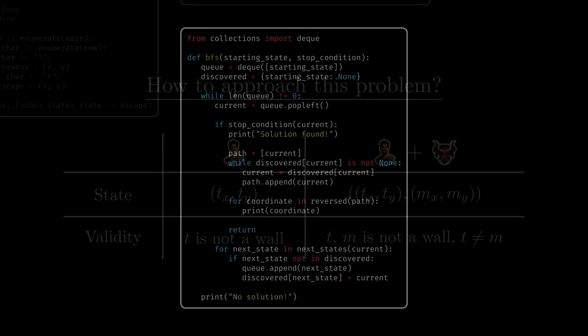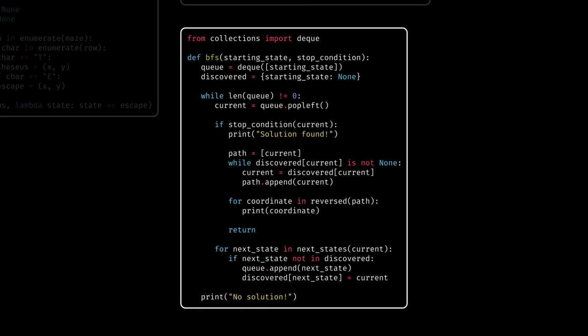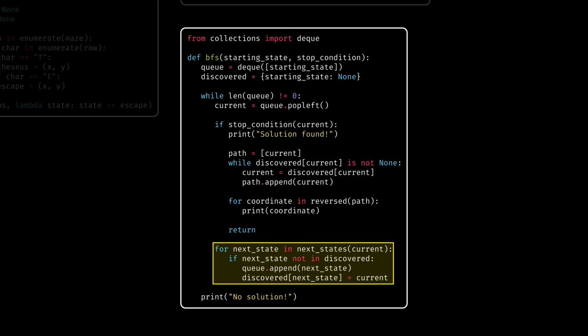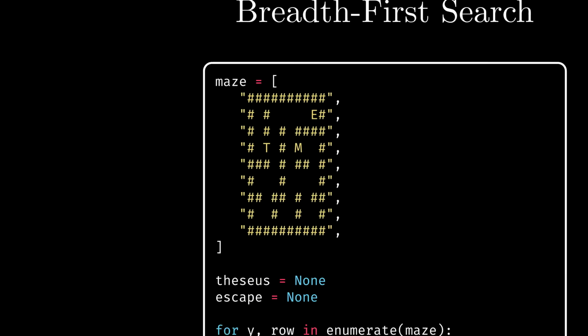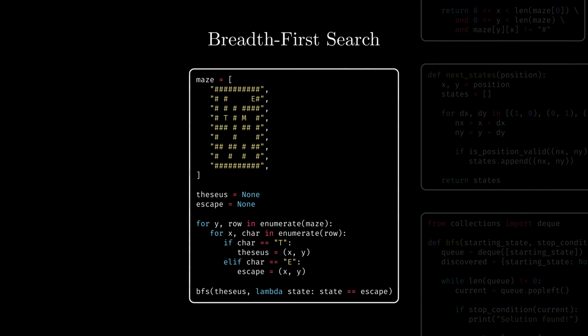Luckily, the way we wrote the BFS function was very general. It doesn't care about Theseus or the Minotaur, it just takes an initial state and a stop condition, whatever they might be, and repeatedly adds and explores neighboring states via the next states function, meaning that we can reuse it to solve our Minotaur problem. For starters, let's add the Minotaur to the maze. We'll have to find it, so let's add some code to do that.